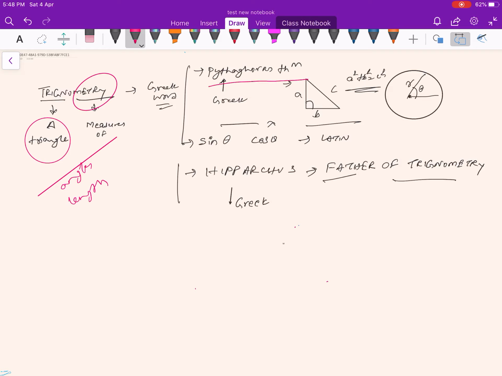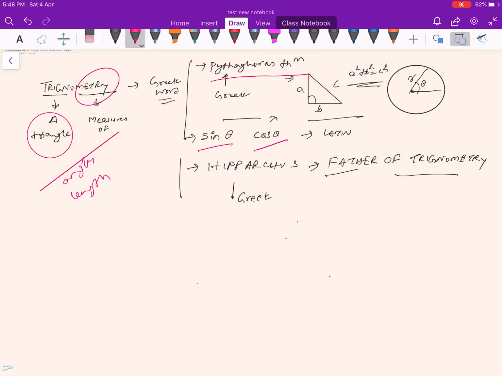which is a square. If you take a right angle triangle and name the sides of the triangle a, b, c, with c being the hypotenuse, then a squared plus b squared is equal to c squared. That is what the Pythagoras theorem is all about, and Pythagoras was a Greek mathematician. The other thing that comes to mind is sine theta and cos theta. Okay, there's something called theta, which is the angle, and we know something called sine and something called cos.